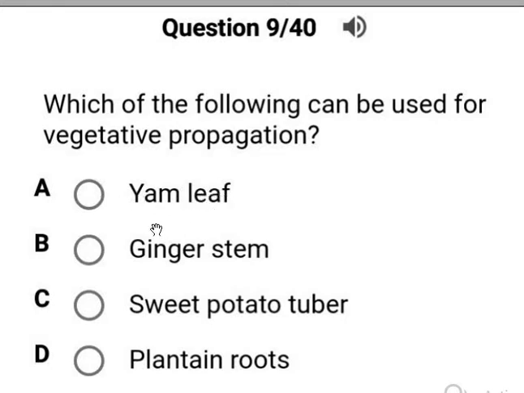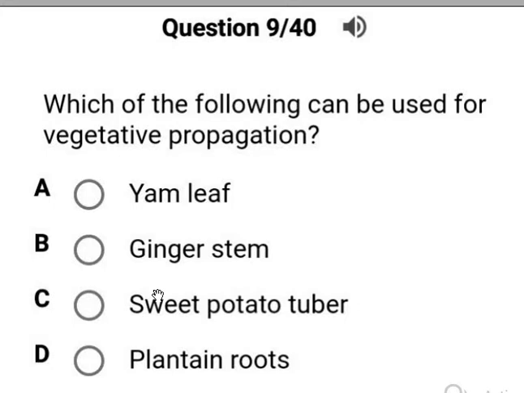A, yam leaf. B, ginger stem. C, sweet potato tuber. D, plantain root. So the correct option here is option B, ginger stem. Why? Because vegetative propagation involves the use of part of a plant to form a new plant, or when a new plant grows out of the parent plant without the use of seed.